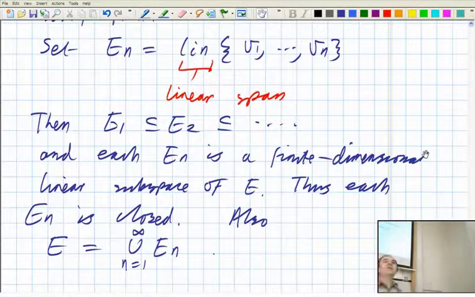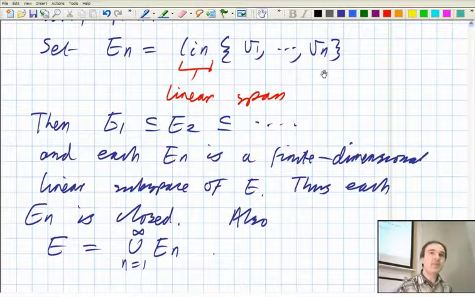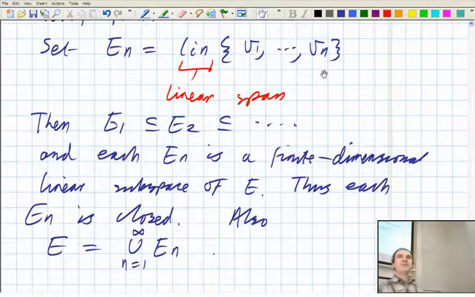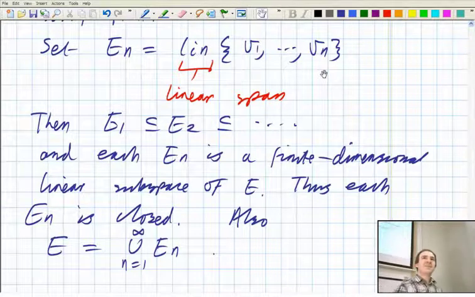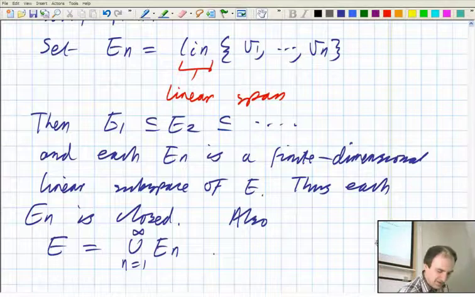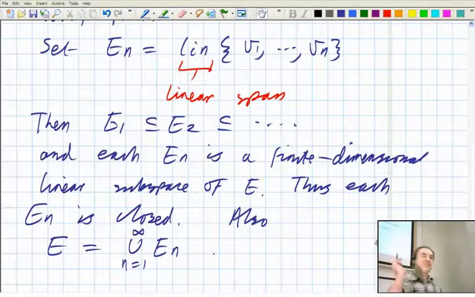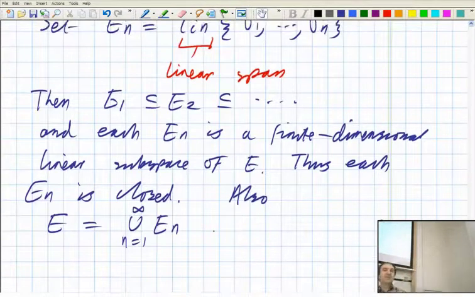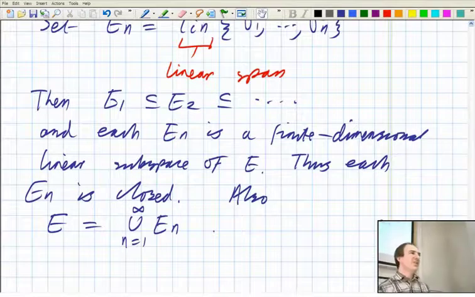Remember, every element of E is a finite linear combination of some of the V's, which means it's going to be in one of these subspaces, because these subspaces include every possible finite linear combination of the V's. You tell me which finite linear combination you want, and which V's are involved in it, and I'll tell you how far you have to go before your element is in one of these. Anyway, so E is a union of these closed subsets. So it's a union of a sequence of closed subsets.